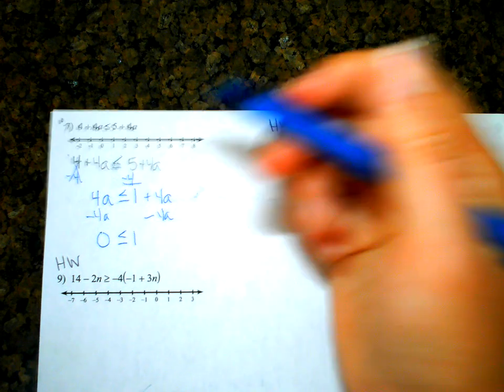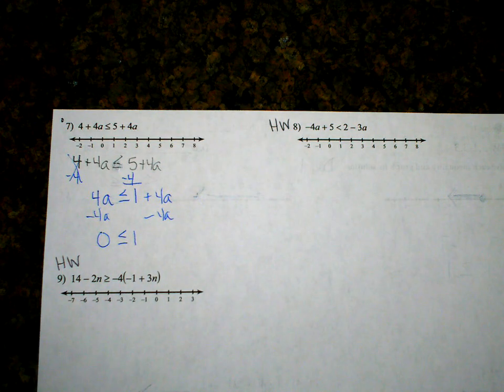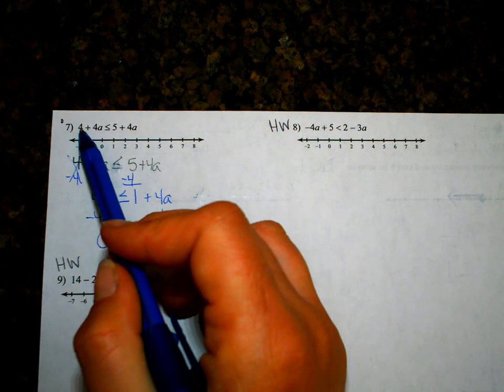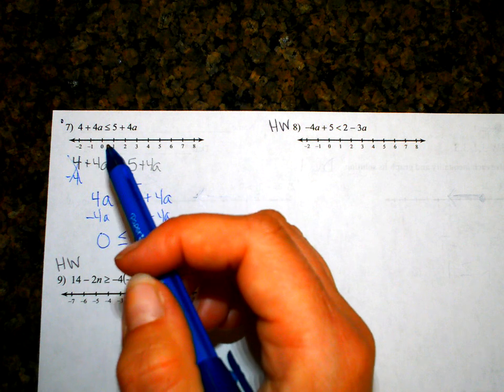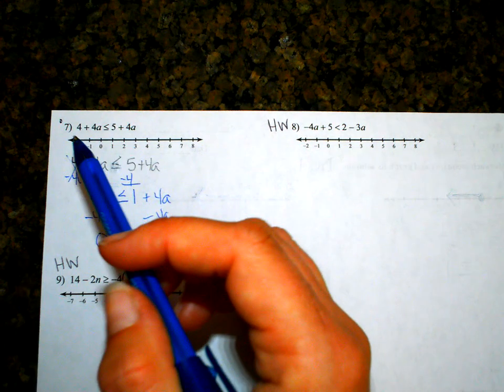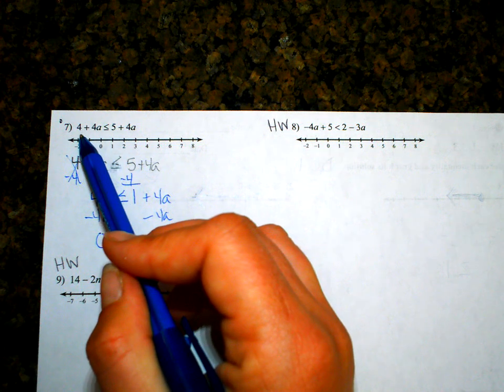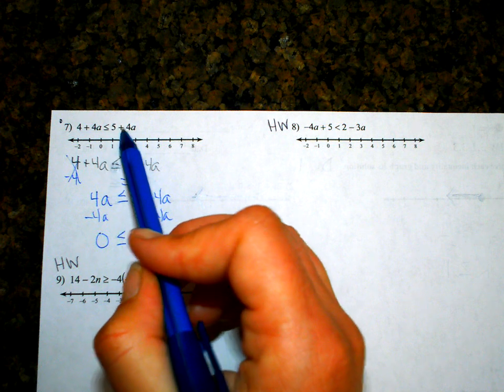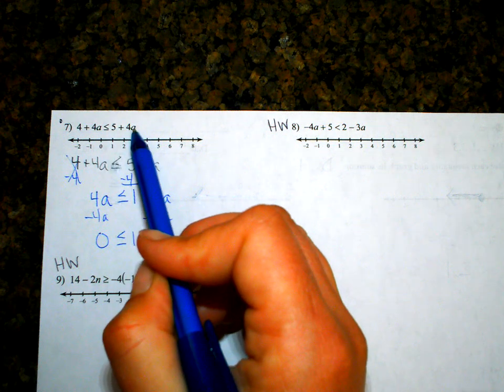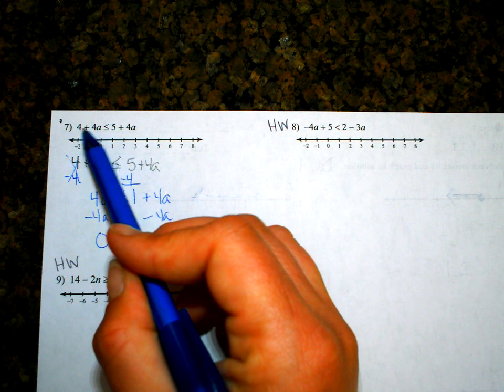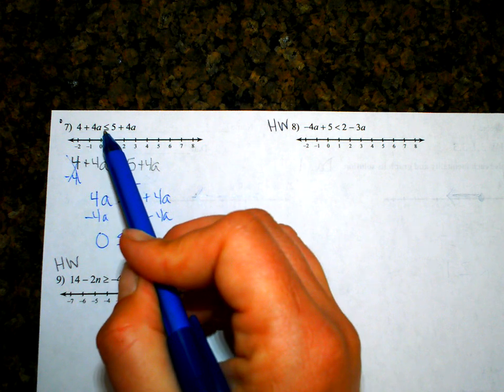I all of a sudden don't have a variable. If I have no variable, then that means that any number that I plug in could work. Okay? So let's pick 3. I'm just picking 3 as a potential number. 4 plus 4 times 3, 4 plus 12, 16 is less than 5 plus 4 times 3, 5 plus 12.